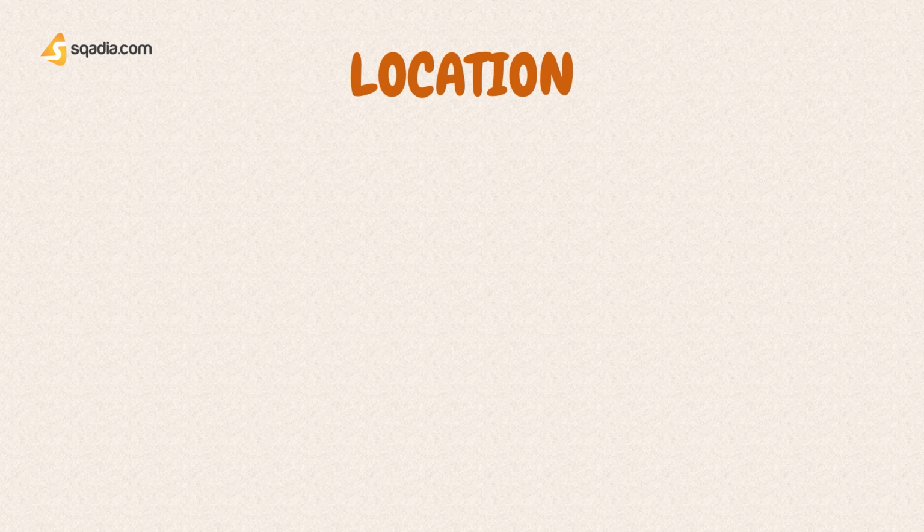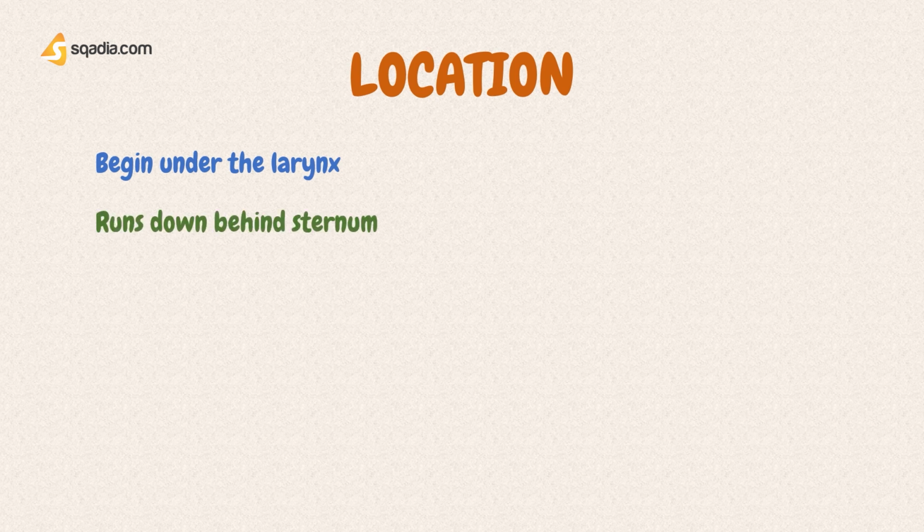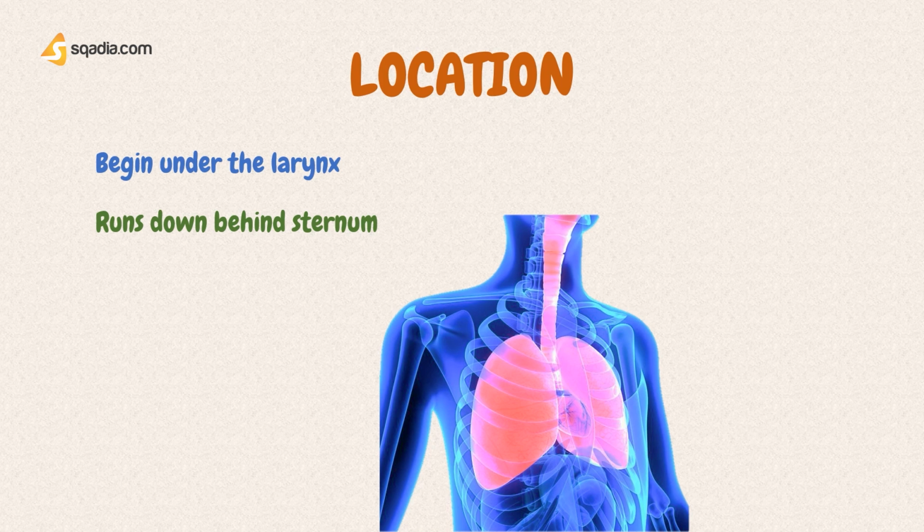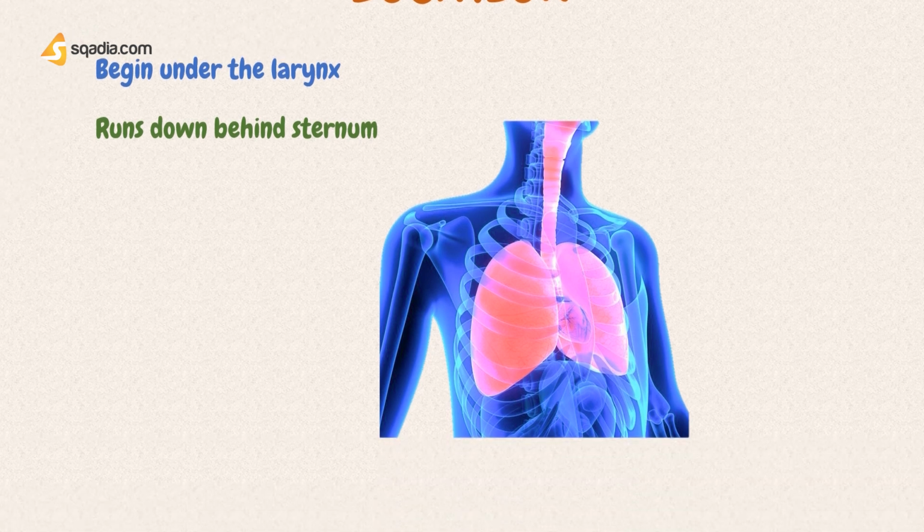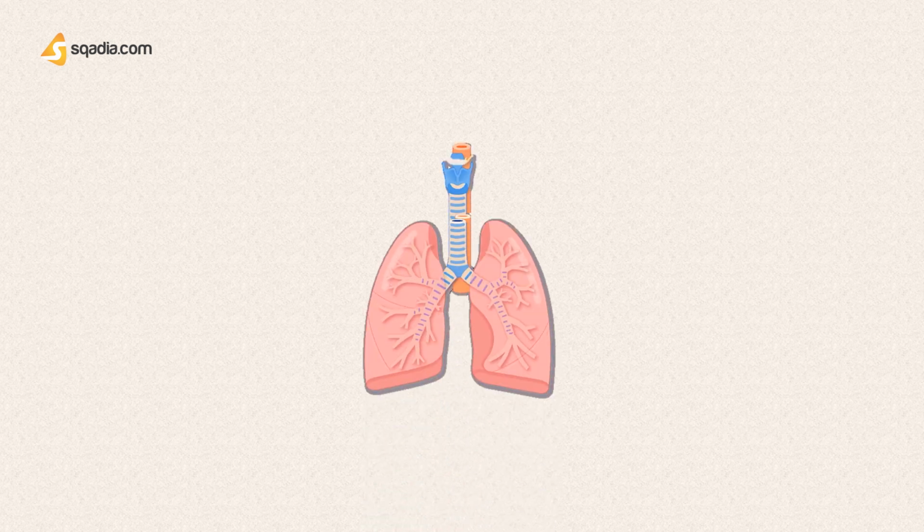Okay. So, we all know that the trachea is located in the lower respiratory tract, but where is its exact location? The trachea begins under the larynx or voice box, runs down behind the sternum, and extends downward to just above the 5th thoracic vertebra, where it is divided into left and right primary bronchi, as you can visualize in this illustration.